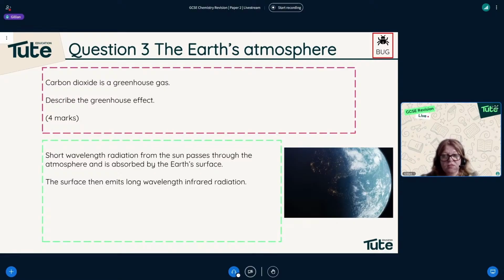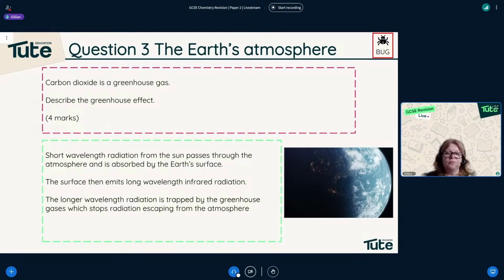The Earth's surface then emits longer wavelength infrared radiation. And this longer wavelength radiation is actually trapped by those greenhouse gases, by methane, by water vapor, by carbon dioxide. And this stops the radiation escaping from the atmosphere, so the temperature increases. Okay, so that is your 4-mark answer for this 4-mark question.